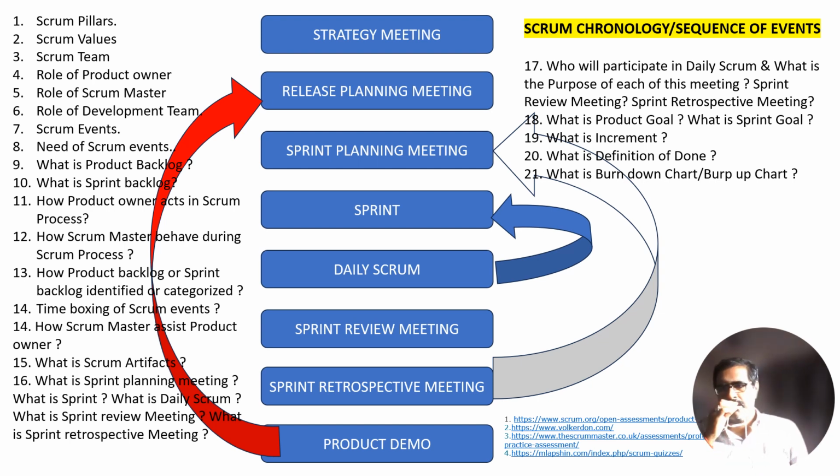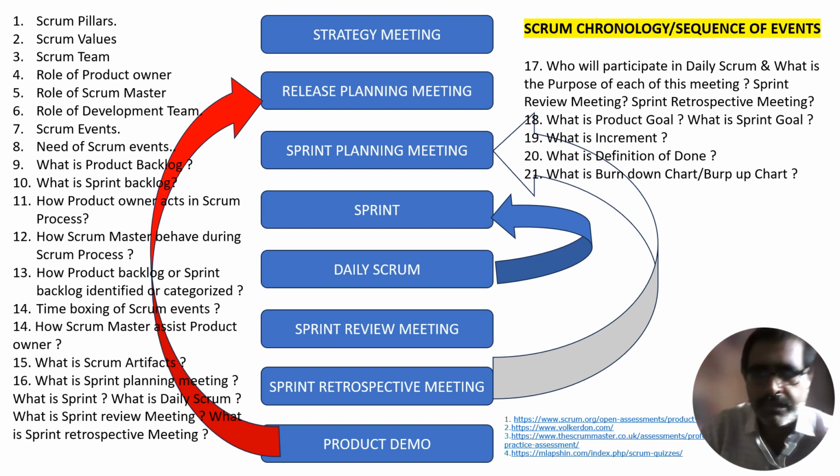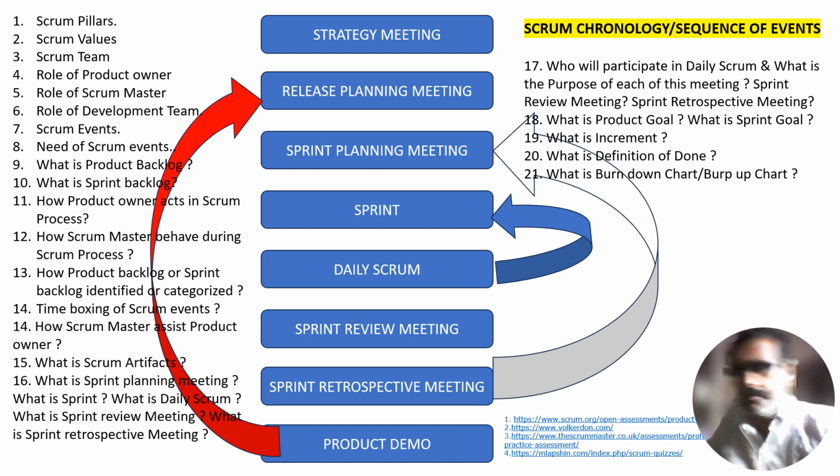It depends on the time boxing, right? And the sprint retrospective is the final phase or meeting in the Scrum. That is a Scrum event. The purpose of the sprint retrospective is to plan ways to increase the quality and the effectiveness.